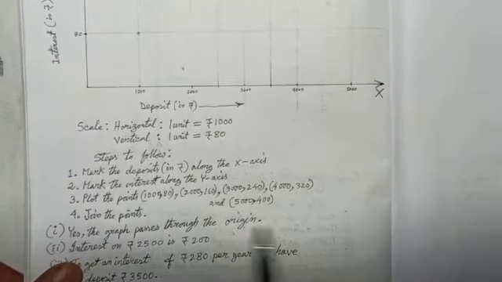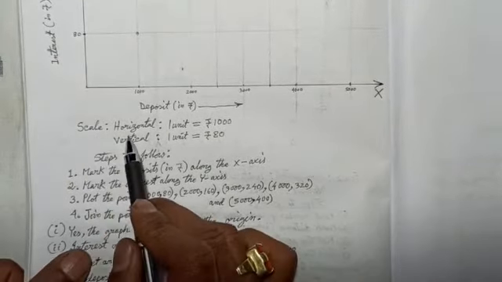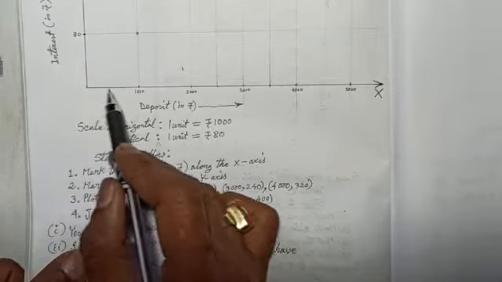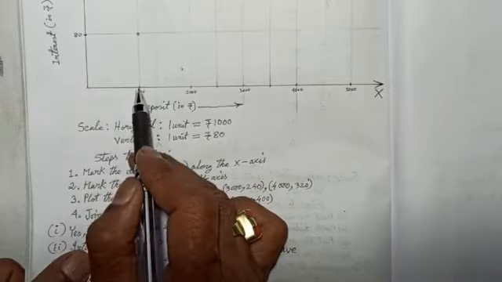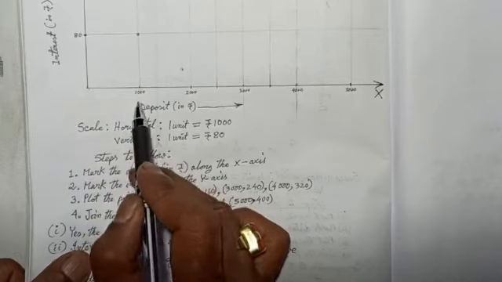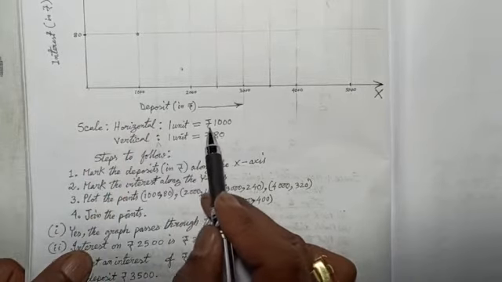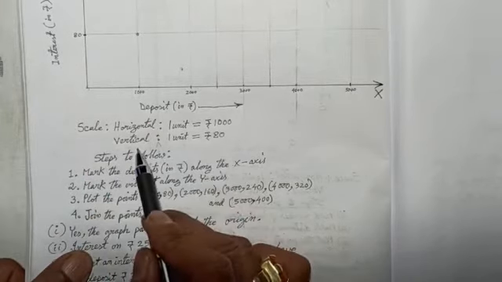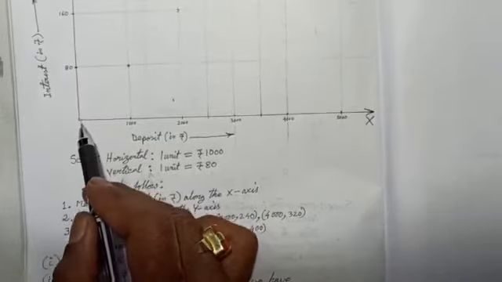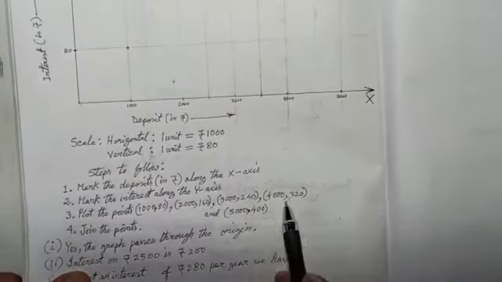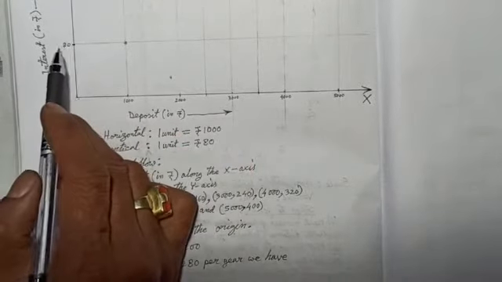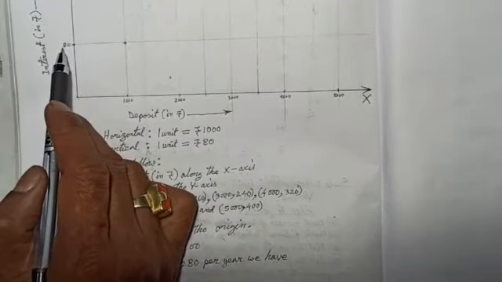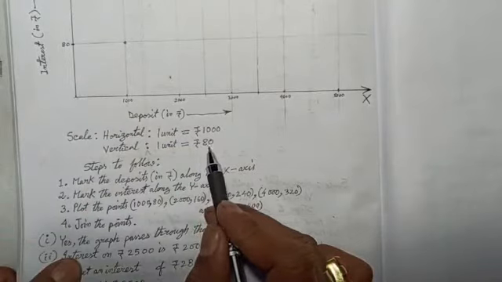Now scale. Horizontal, that means this side. 1 unit means from here up to that. 1 unit represents rupees 1,000. So 1 unit is equal to rupees 1,000. On the vertical, 1 unit means from here up to that. 1 unit represents rupees 80. Since this is 80, so rupees 80. Now steps to follow.